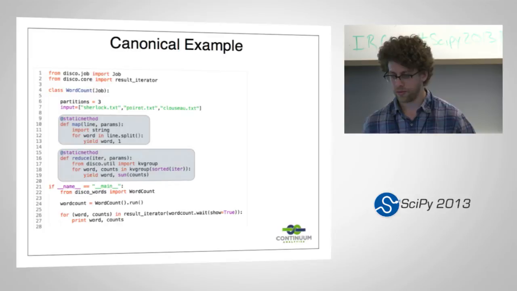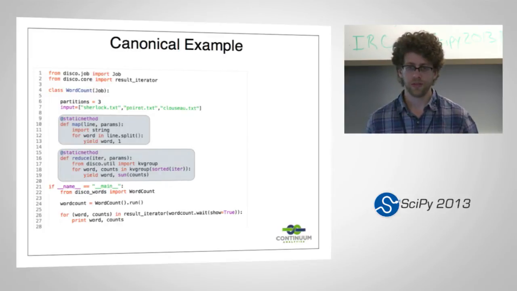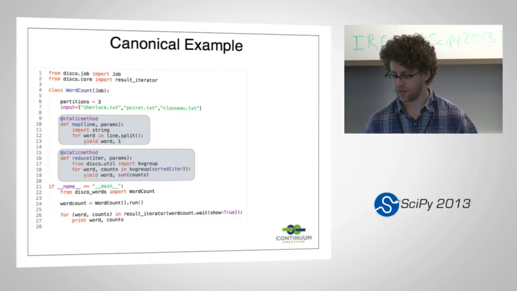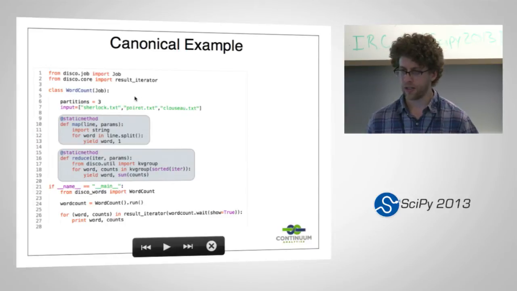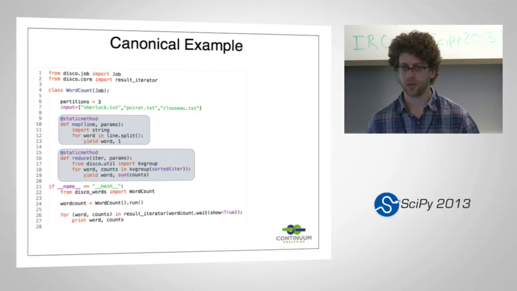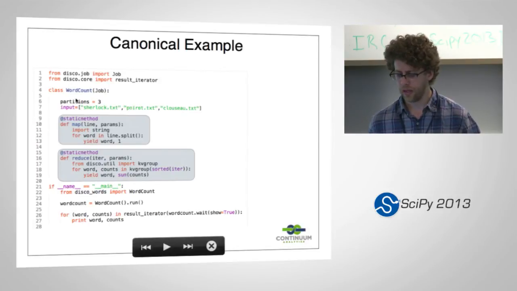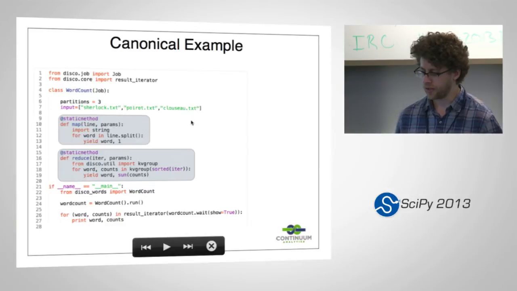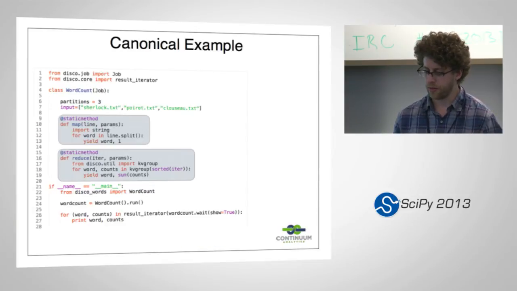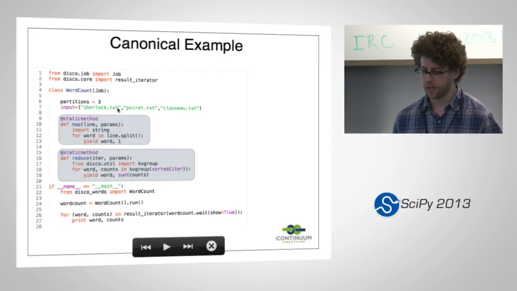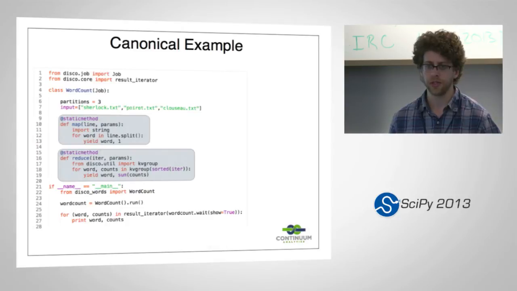The canonical example, the hello world of MapReduce, is count words. It's not a very fun example, but we have to go through it because it's the hello world. You should all have a file in your clone called disco_words.py, and it'll look very similar to this. In gray, I've highlighted the map function and the reduce function. I have these 3 text files that just live locally in this example. In yours, you're going to be downloading a Chekhov text from the Disco website.